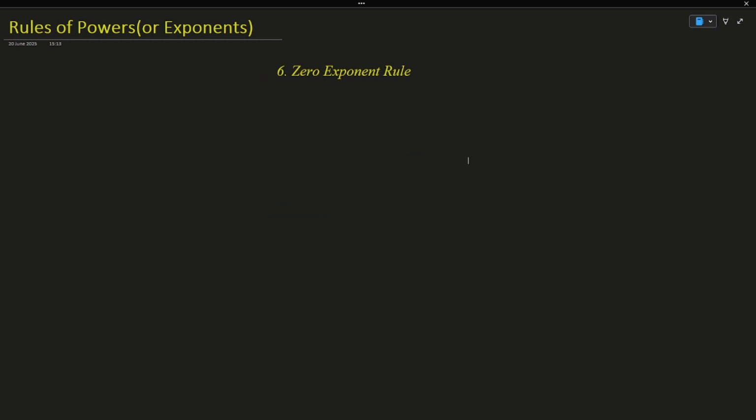And the final rule which you must know that will help you simplify exponent or power expressions is the zero exponent rule. This rule states that any number raised to the power 0 is equal to 1. So for example, if you have 3 raised to the power 0, our answer is 1. When you have 20 raised to the power 0, our answer is 1.